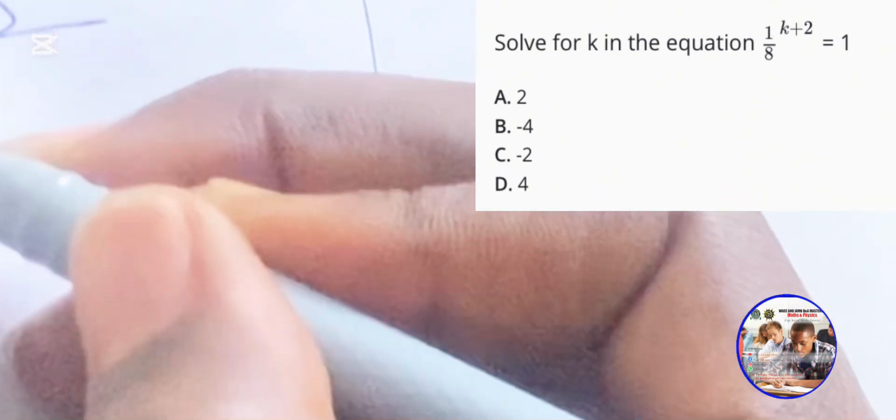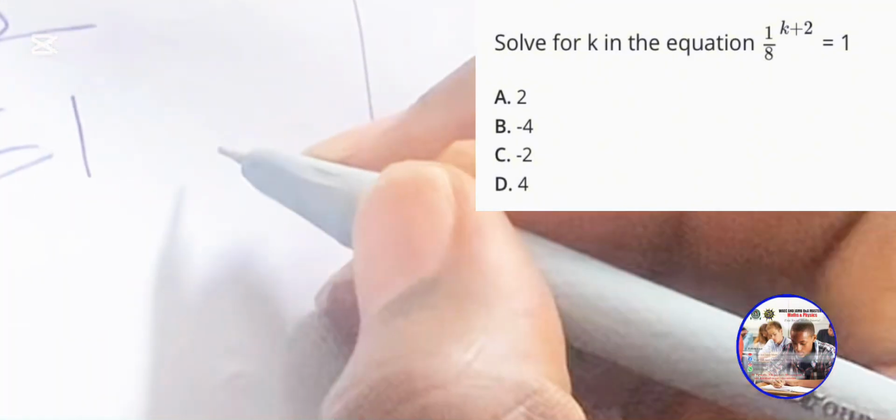So (1/8)^(k+2) = 1. We should find k. K is what we are looking for. So there are two ways to solve this.